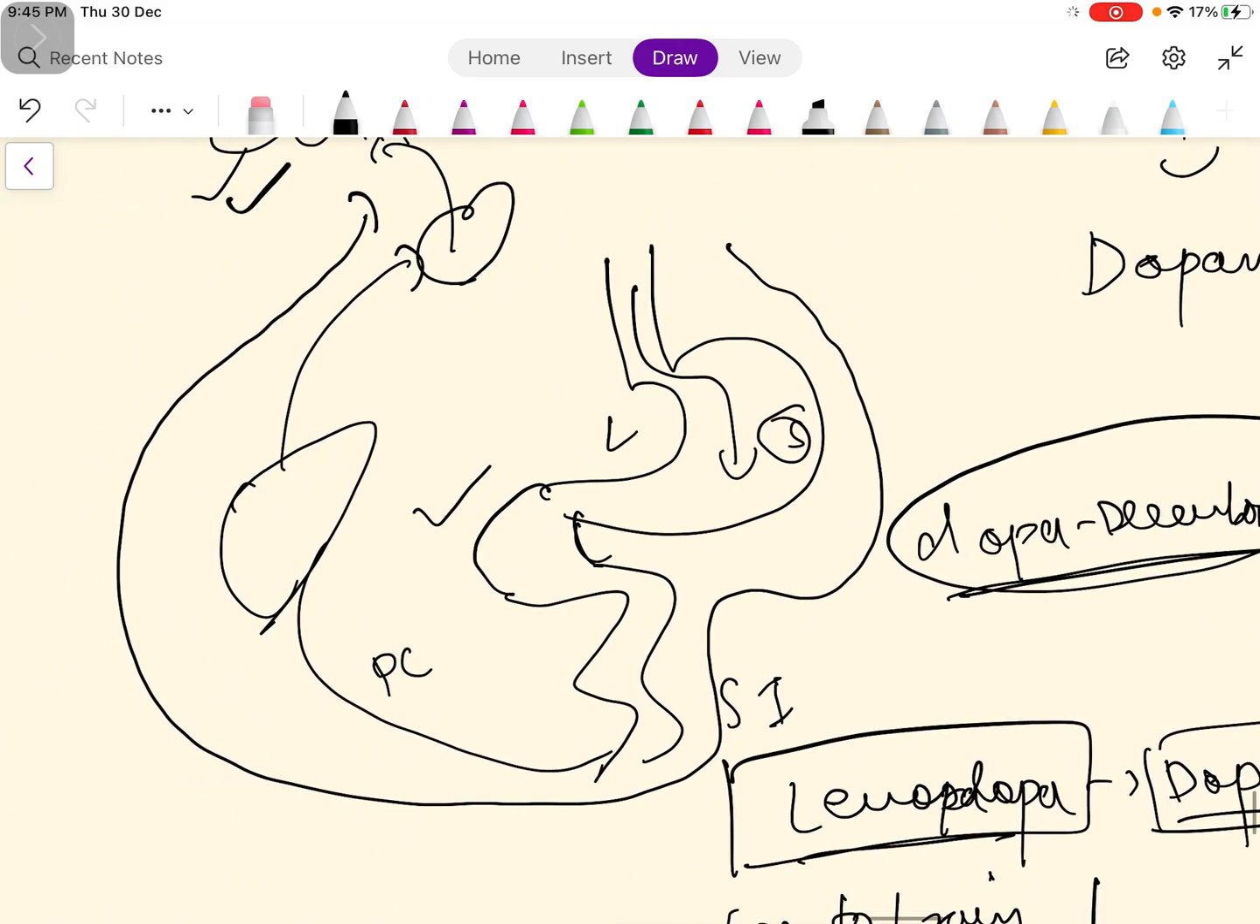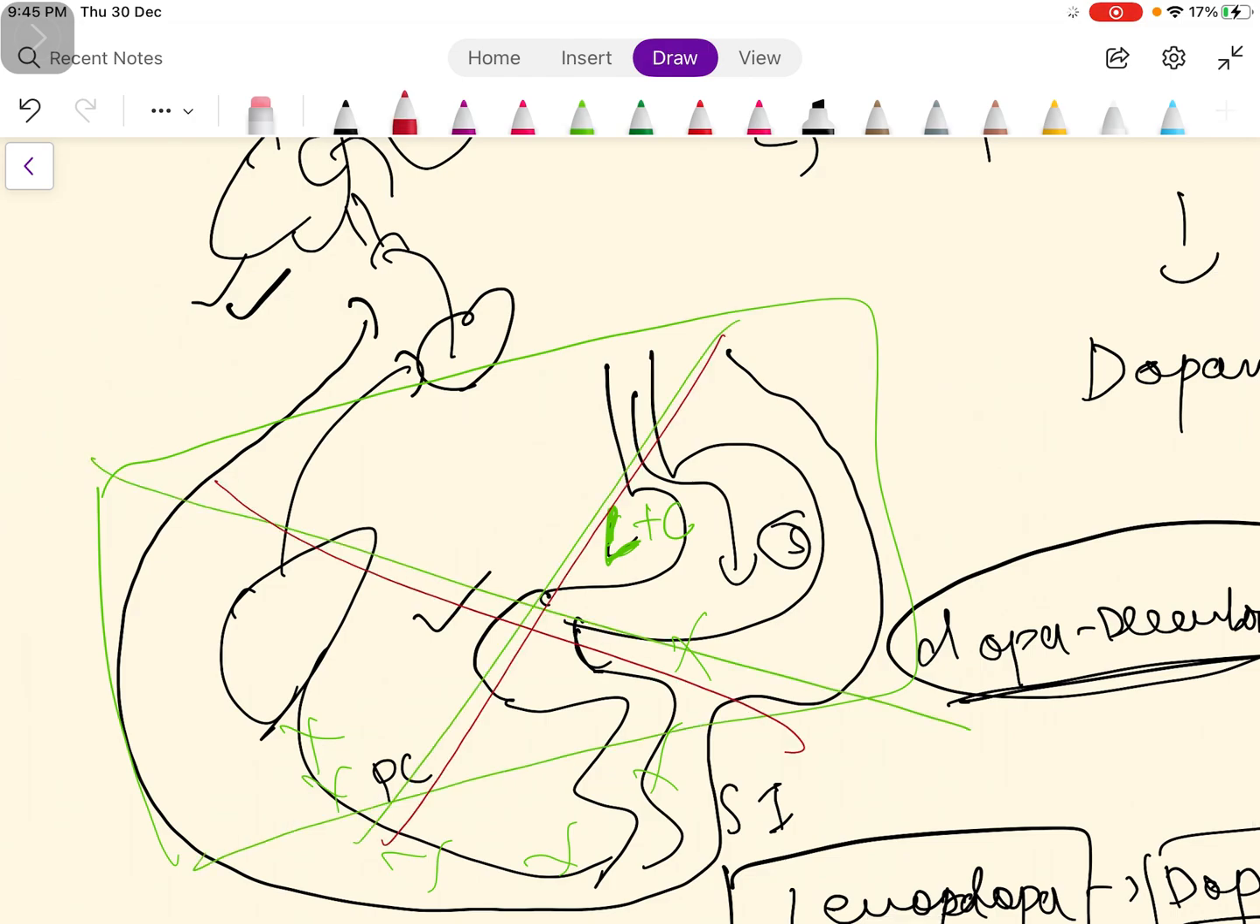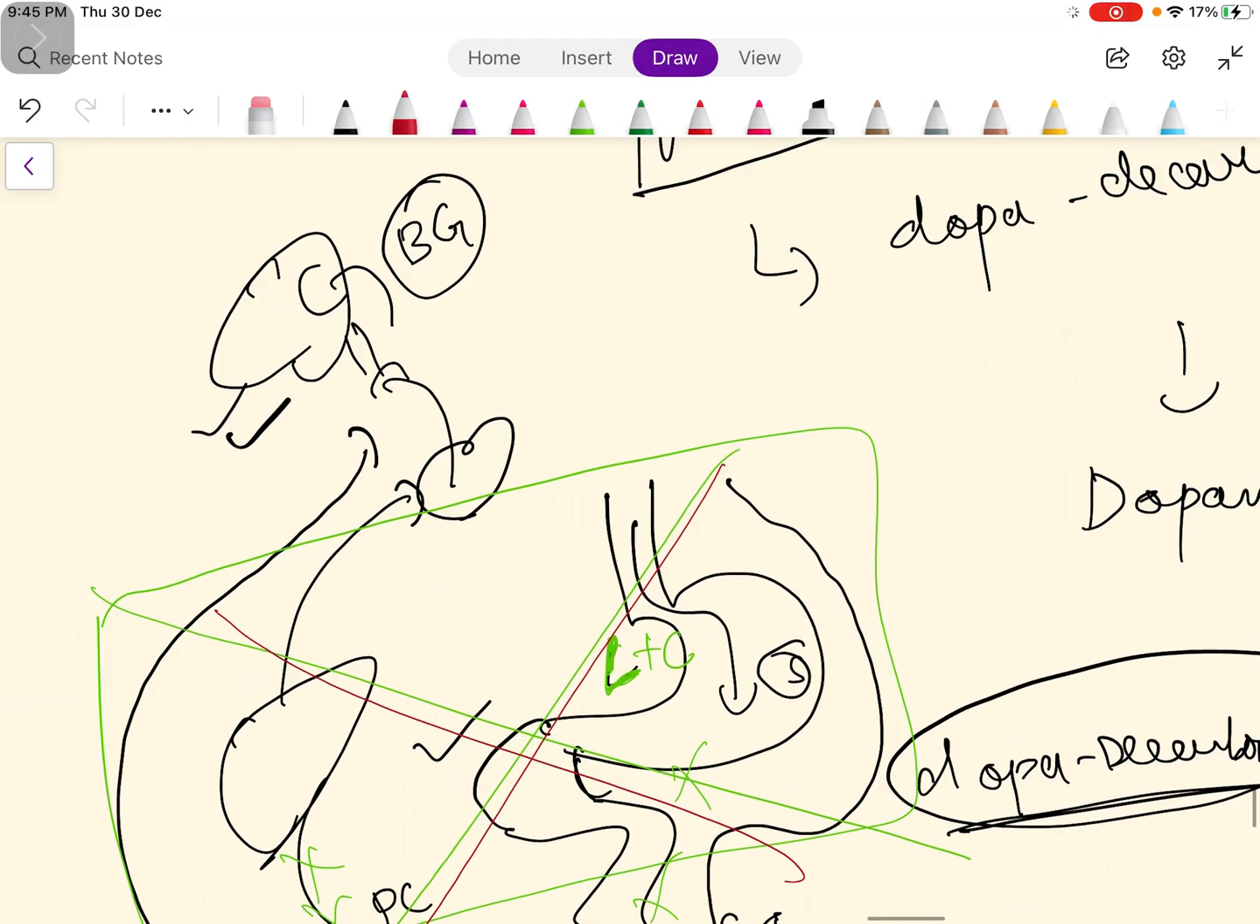If this gets inhibited, then you can imagine that this levodopa, which we will give with carbidopa, will prevent the conversion into dopamine in the systemic circulation. So in the systemic circulation there will be no conversion of levodopa into dopamine, because this carbidopa will prevent the enzyme here. But as this carbidopa will not be able to enter the brain, only levodopa will enter.